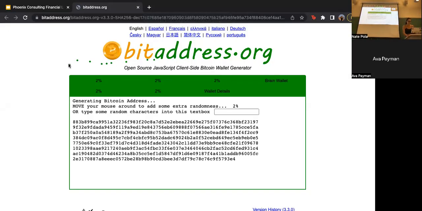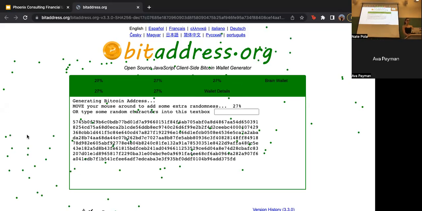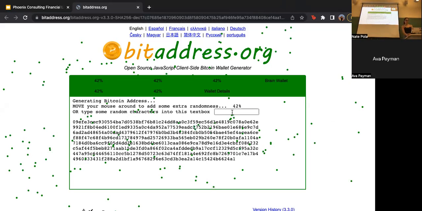No. Okay, so basically the way this works is it's gonna create a wallet for all of you. Not really, it's basically going to show you what a wallet could look like. When you move your mouse around like this, the website is randomizing these letters to give you the most random possible wallet address. If you want to go faster, you can type in and randomize it for you. Oh, really fast.